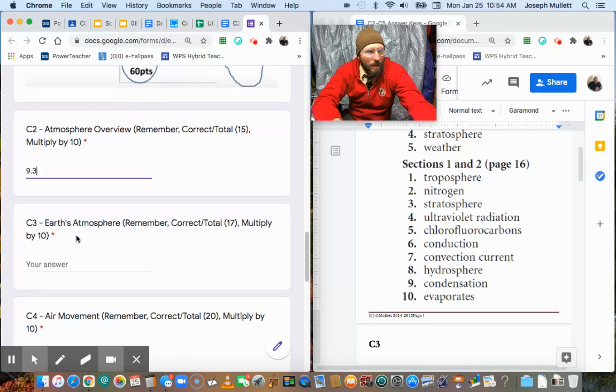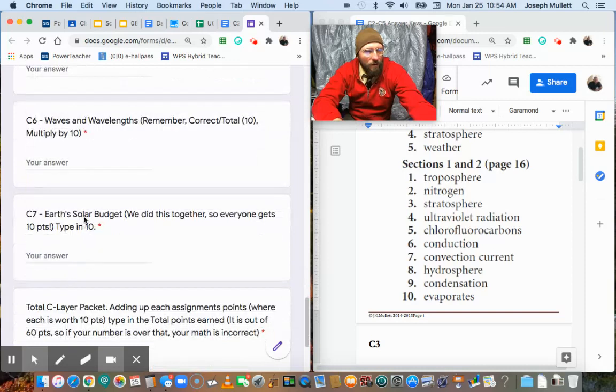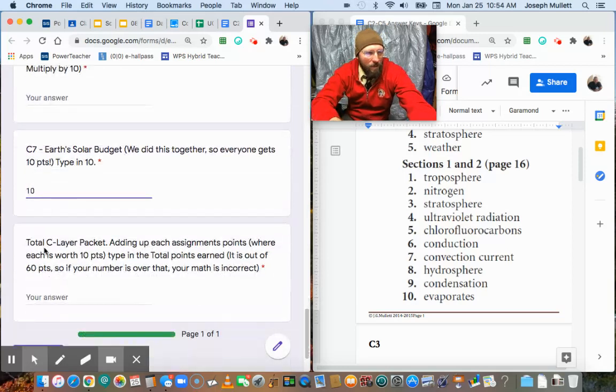Now, when you get down to C7 here, the Earth's solar budget, we did that one together, so everyone should be entering in 10 points. So just give yourself 10 points for the C7 worksheet right off the bat. Now, the very bottom, the total C-layer packet, adding up each assignment's points, where each is worth 10 points. Type in the total points earned. It is out of 60 points, so if your number's over 60, your math is incorrect. And let me show you what I mean.